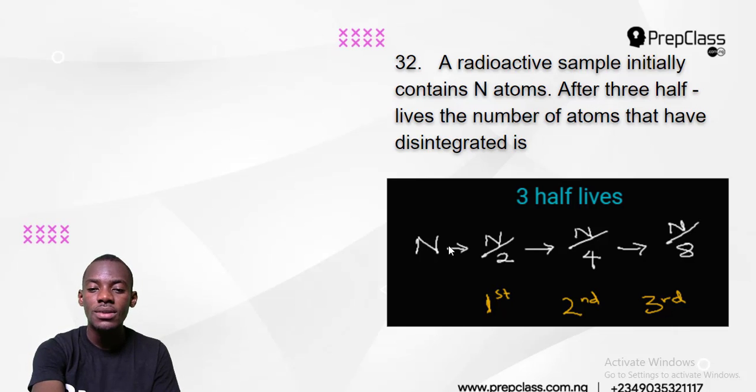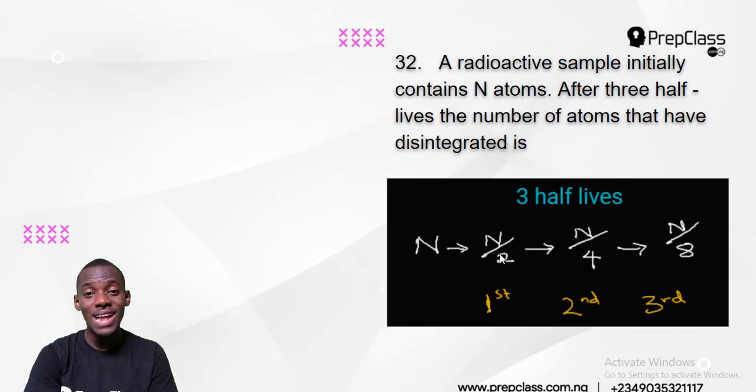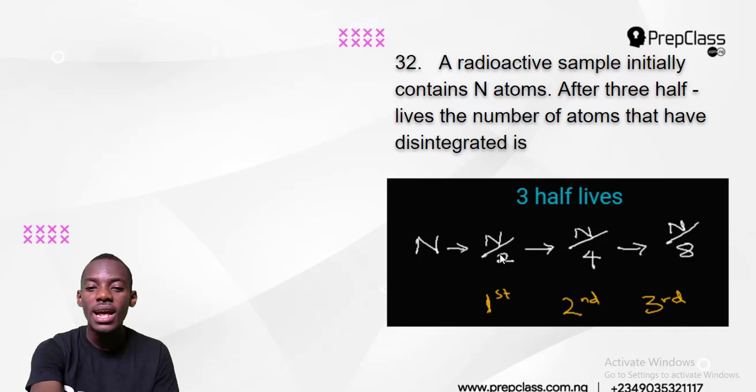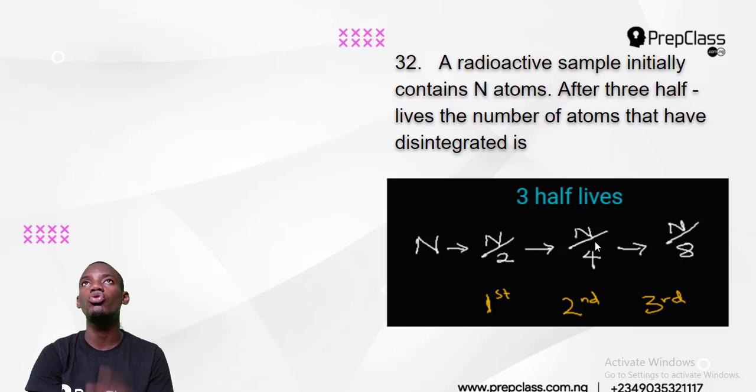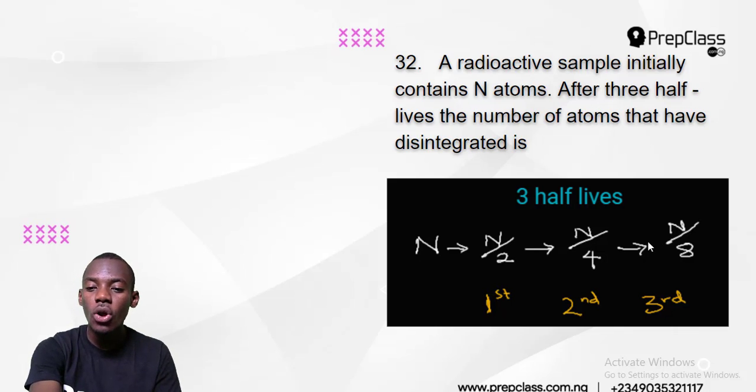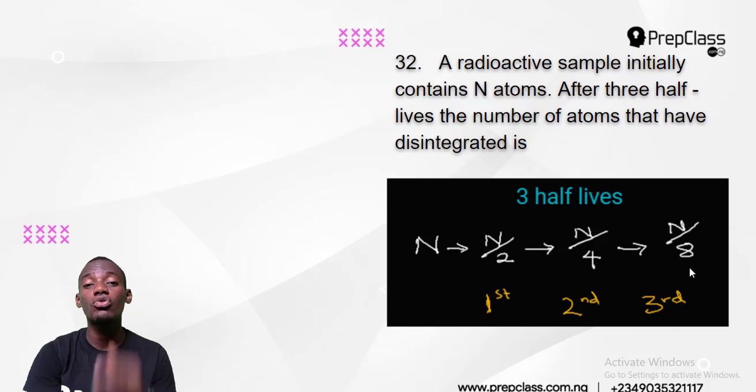I wrote N, and it breaks down into N over 2, because that is a half-life, and half means over 2, right? If you have 10 over 2, that's half, and that's just 5. So the first half-life is N over 2. The second half-life is N over 4. Why over 4? 2 raised to the power 2 is 4. So it is all in powers of 2. Then the third half-life is N over 8, that's 2 raised to the power 3.